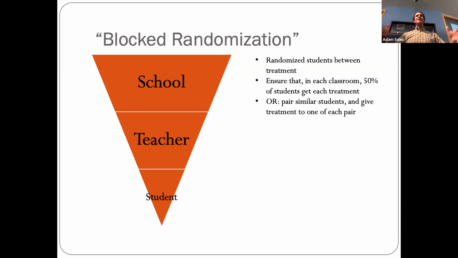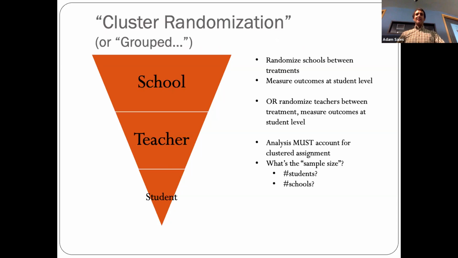Blocking is kind of, you have a higher aggregate variable like teacher or pair, and then within that categorization, you randomize some people to treatment and some people to control. That's called blocking. And cluster randomizing is now, or sometimes they call it grouped randomization. I'm randomizing the whole classroom to treatment or the whole classroom to control. Everyone in the classroom gets the same thing. Or sometimes I'm randomizing the whole school to treatment or the whole school to control, right?